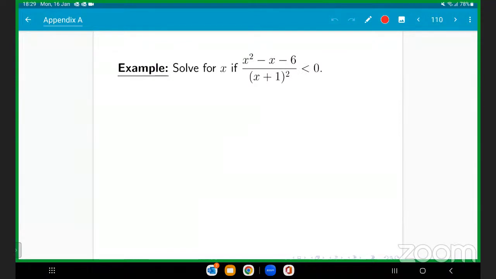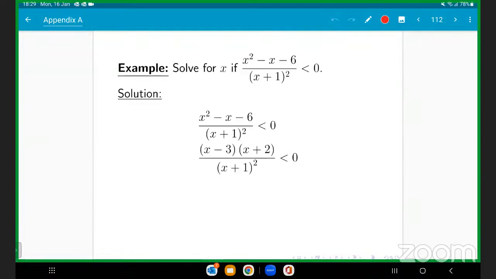Here we have in our numerator a quadratic expression as well as one in our denominator. We see that our denominator is nicely factorized. However, the numerator is not. We can rectify this by factorizing x squared minus x minus 6 into the product of x minus 3 and x plus 2. Once again, we have critical numbers.